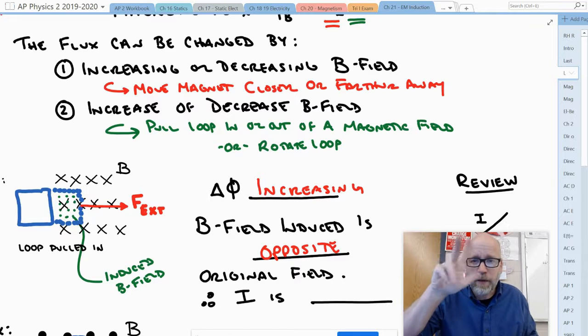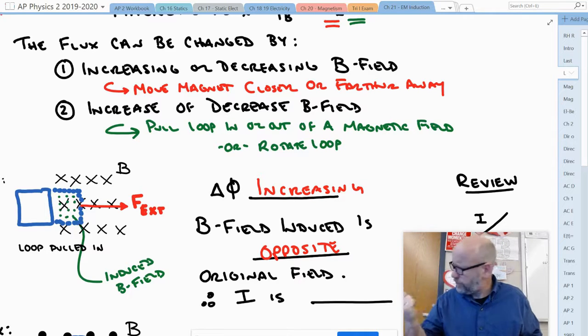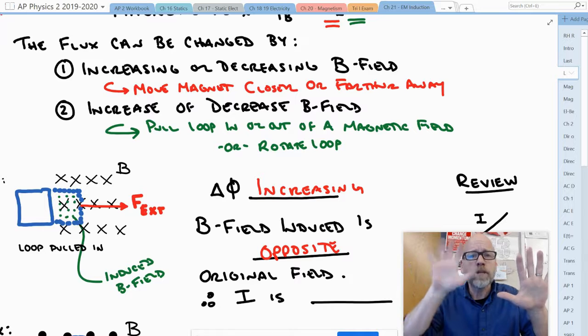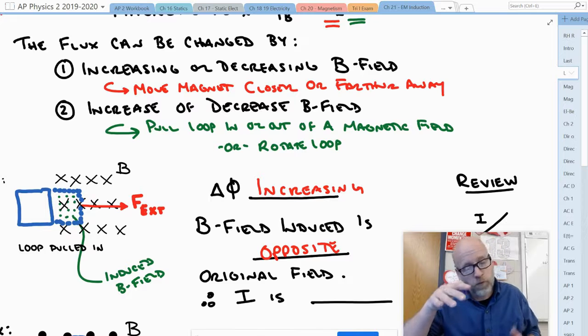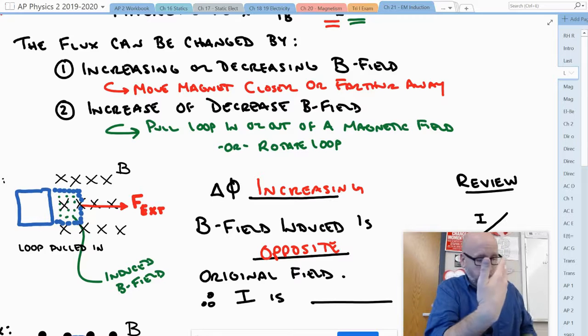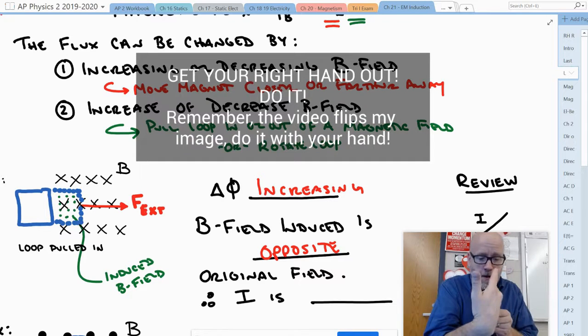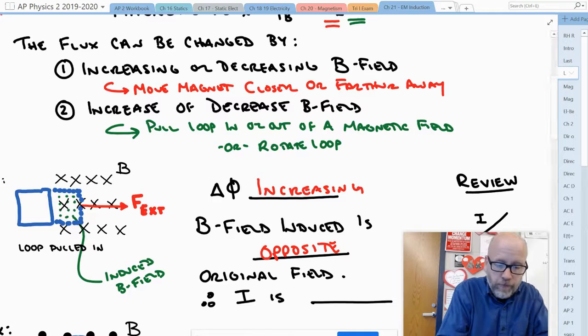Well, I get my left hand out. That's my right hand. I get my right hand out. I take my fingers and I put them in the direction of the induced magnetic field, which, if I pick the right-hand side of the wire, I put my palm against the wire, the field coming out into my eyeballs, and my thumb is pointing up.